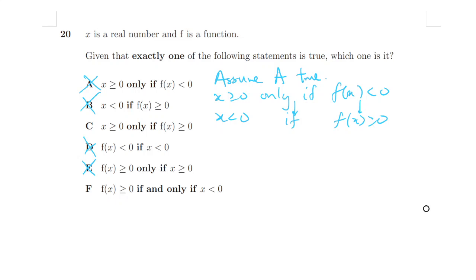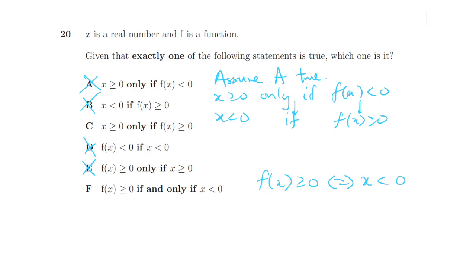So let's do that. F is saying f(x) greater or equal to 0 if and only if, this symbol, two-way arrow, x less than 0. Okay, so let's check, for example, from A. x greater or equal to 0 only if f(x) less than 0. Okay, it has nothing to do with these conditions of option F, right? So A is irrelevant.